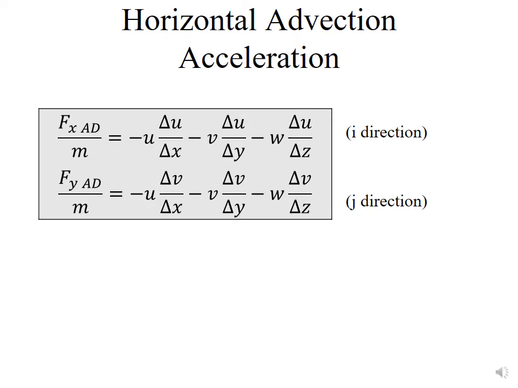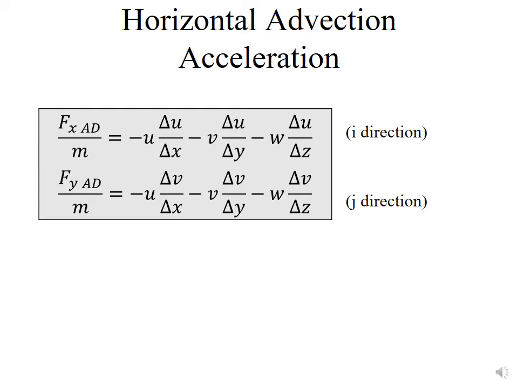The horizontal advection acceleration is only available in the Eulerian reference frame, not the Lagrangian. So if we are at a fixed location, the acceleration of the wind is going to have a component which is the advection of momentum.